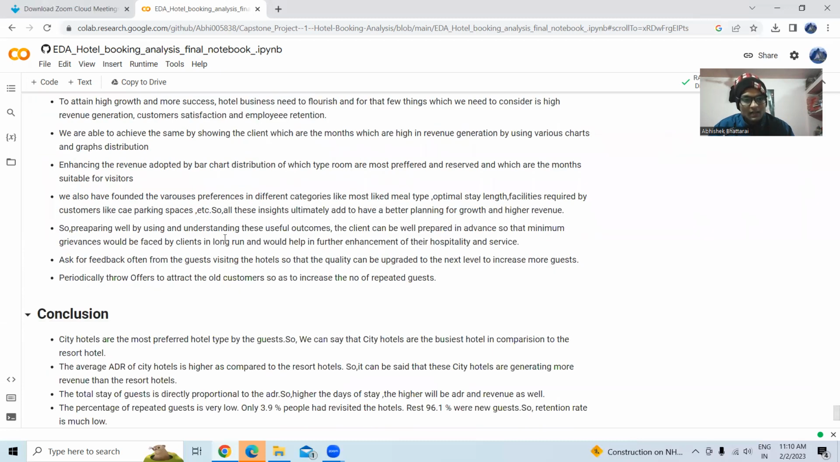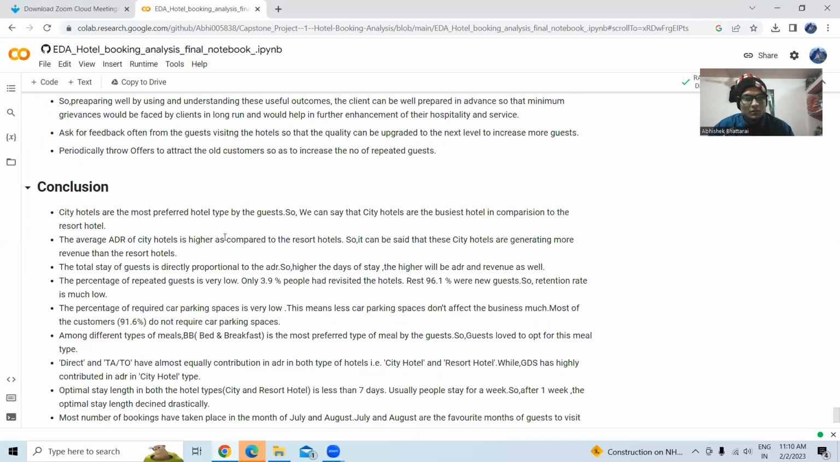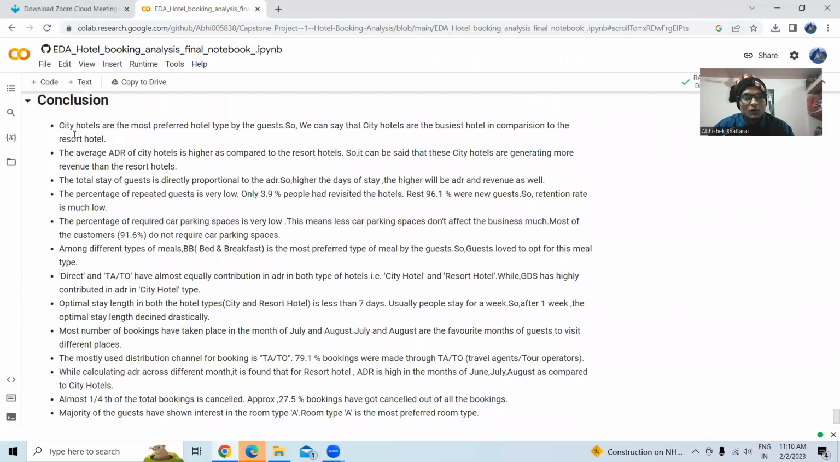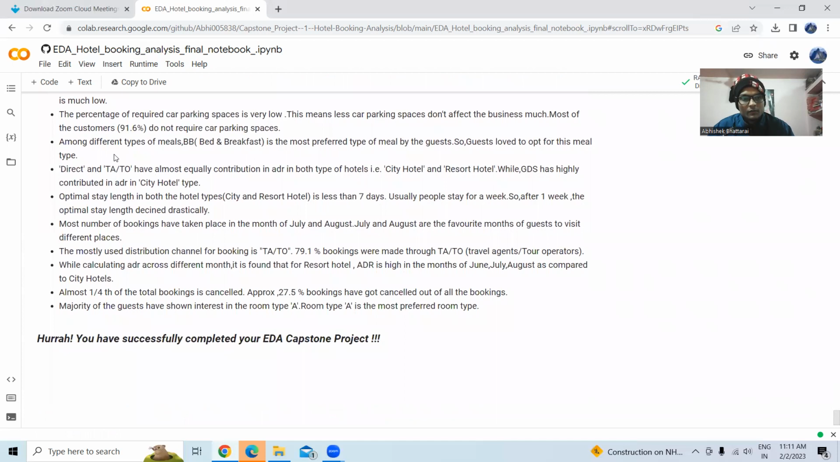If we move to the conclusion, we have found that city hotels are the most preferred hotel type. The average ADR of city hotels is higher compared to resort hotels. Total stay of guests is directly proportional to the ADR. The percentage of repeated guests is very low. The percentage of required car parking space is very low. Among different types of meals, BB is the most preferred. Direct and TA/TO have equal contribution in ADR in both types of hotel. GDS is highly contributed in the city hotel type.